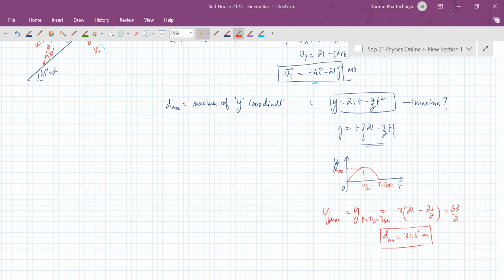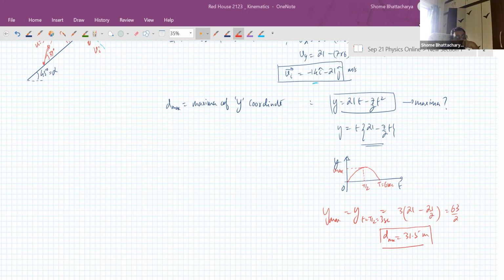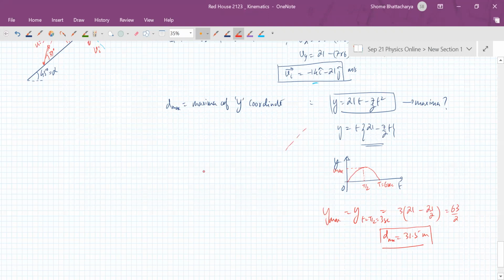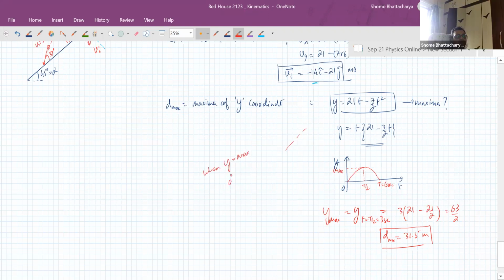Sir, yes sir, we can also use that uy square by 2g y. Yes, you can do that also. Very good. You can use that because basically you can use the idea that when y reaches the maximum value, dy by dt should be 0. That means v's y component should be 0. So now you have this relation that vy square is equal to uy square minus 2g cos alpha into s, or into y.